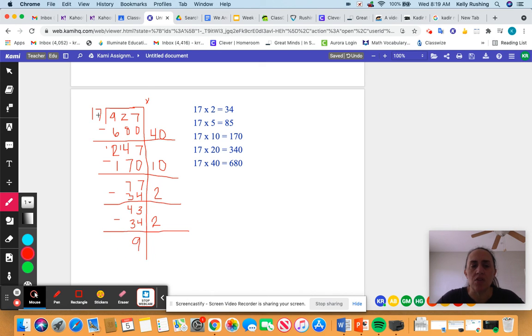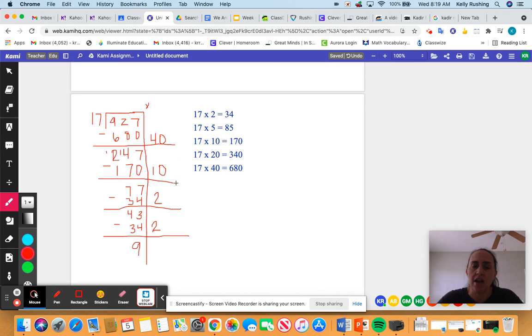The 9 is smaller than the 17, which tells me that I'm done with this part of the process. I don't need to do any more use of the facts list. I come over here, I add up everything that's on this right side. So 40 plus 10 is 50, plus 2 is 52, plus 2 more is 54. So 54, and this number down here is our remainder. So 54, remainder 9. Okay, so that's using the first strategy.